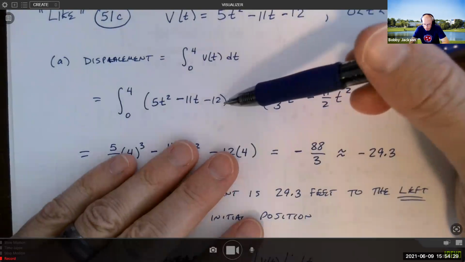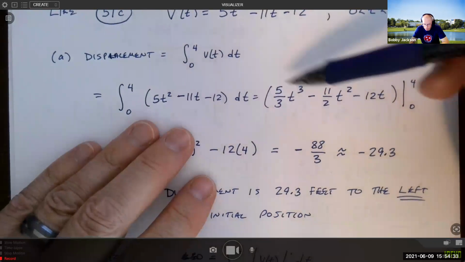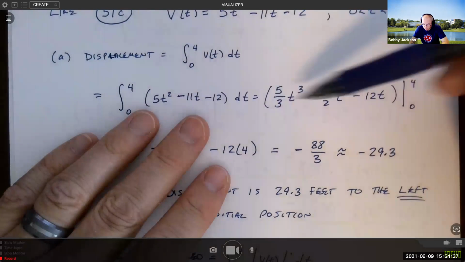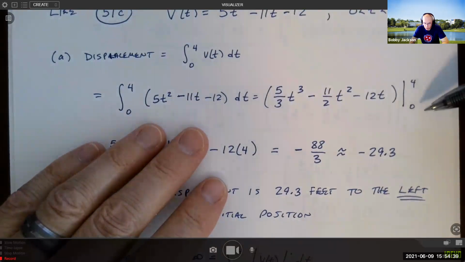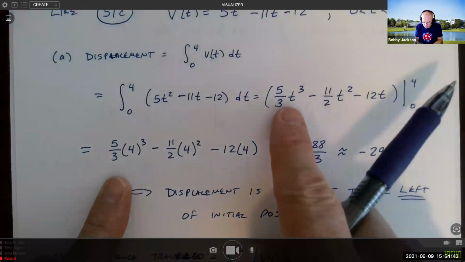So it's a piece of cake. Antiderivative of 5t squared is 5/3 t cubed. Antiderivative of 11t is 11/2 t squared. Antiderivative of 12 is 12t. We evaluate at 4 and at 0. So I evaluated at 4. Of course, if I evaluate at 0, I just get 0.